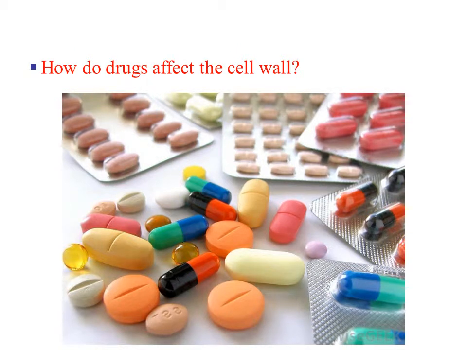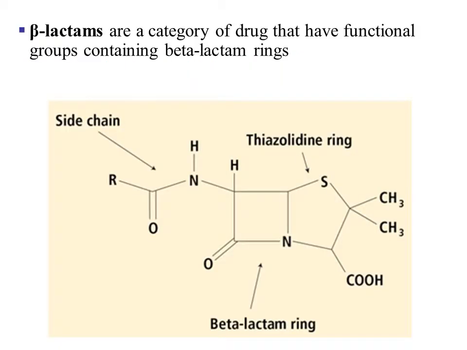How do drugs affect the cell wall? Beta-lactams are a category of drug that have functional groups that contain a beta-lactam ring. So in this image, I have an arrow going to the beta-lactam ring so you can see the structure of it. So any drug that has that same ring would fall under the category of beta-lactams.